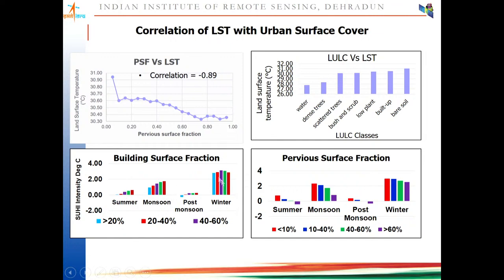However, in winter it shows a bit of a non-linear relationship, and that is mainly because of shading, and sometimes the LST pass of the satellite is in the morning, like 10:30 am or 10:45 to 11 am, at which time the building surfaces are not so heated up. Similarly, the pervious surface fraction also shows that in all seasons, as the pervious surface fraction increases, the surface urban heat island intensity decreases.